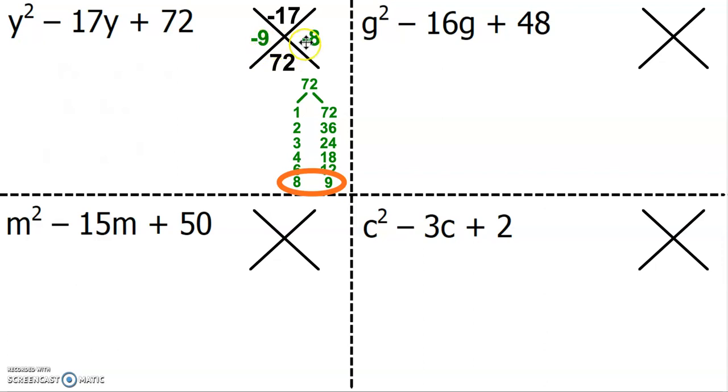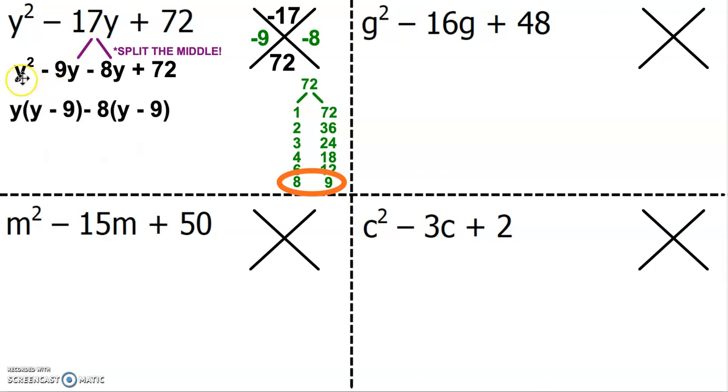So when I multiply a negative times a negative, I get a positive, but when I add them together, I get a negative 17. Now I can split the middle. So I have y squared minus 9y minus 8y plus 72. Notice how when I split the middle, if I work backwards, negative 9 minus 8 would get me the negative 17y. So I'm just using that negative 17 and splitting it into the factors that I need. Now I can pull out my GCF from each group and bring together my factors, y minus 8 times y minus 9. These other three problems are on your own.